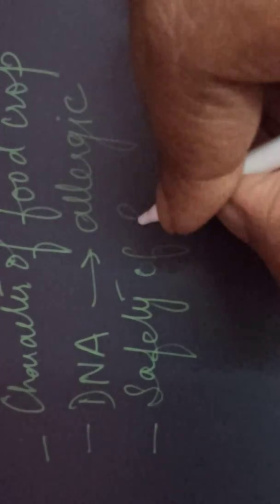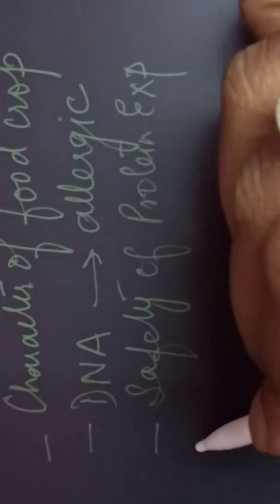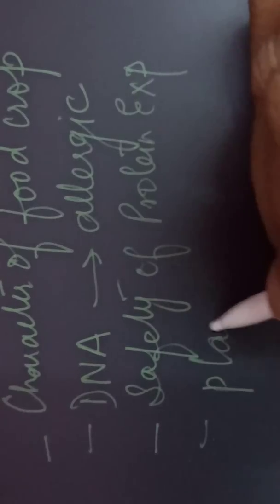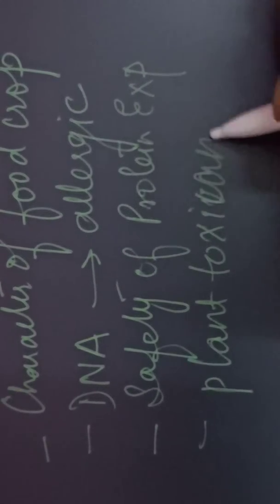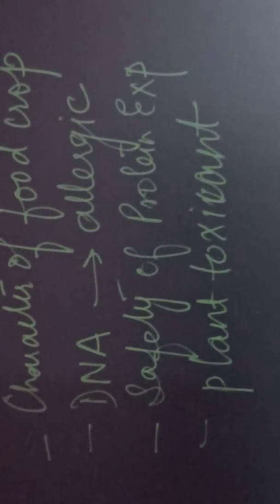Next is the safety of the protein expressed. Safety of protein expressed. Then conformance of any known plant toxicant. So if there is any plant toxicant which is being expressed, that needs to be understood. That means you have to determine the allergenicity and the toxicity.